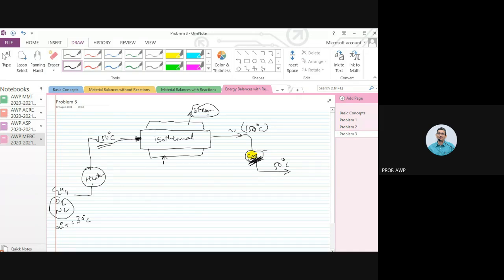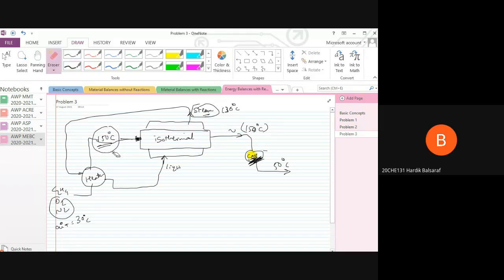What temperature is this steam available at? 130 degrees centigrade. If I use this steam as a heating medium and get back the water, which I can recycle back to this process, will I be able to heat it up to 150 degrees centigrade? No, sir. Why not? Because the temperature difference is 100 degrees Celsius only.